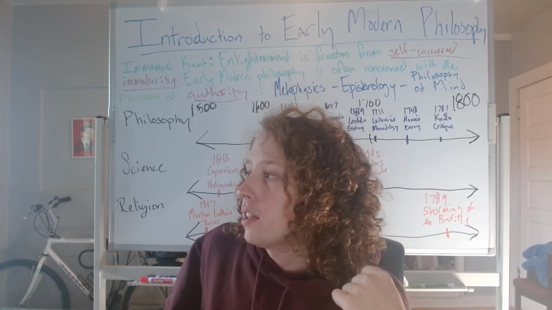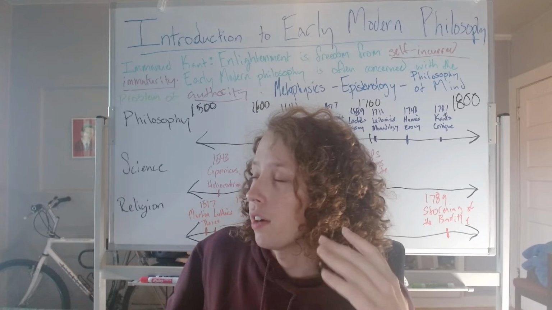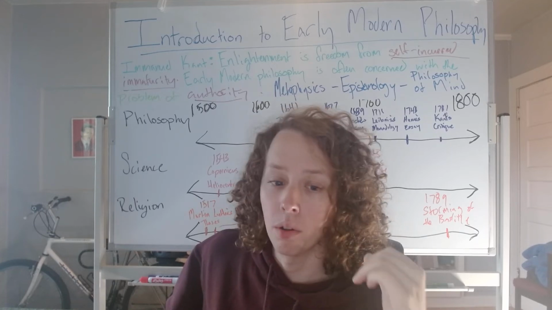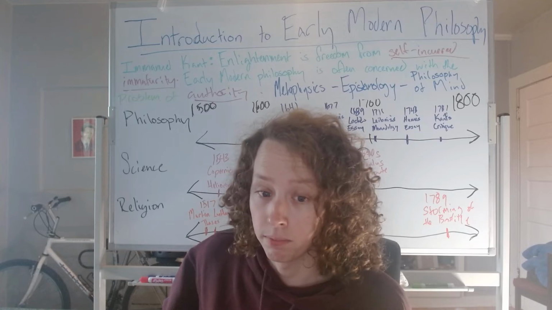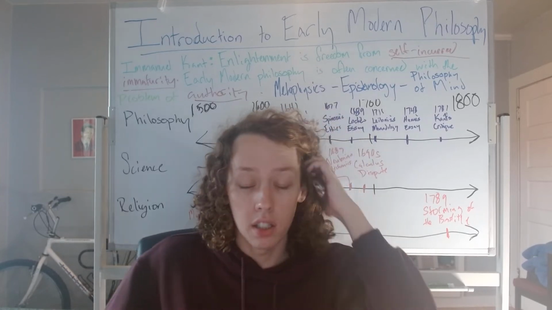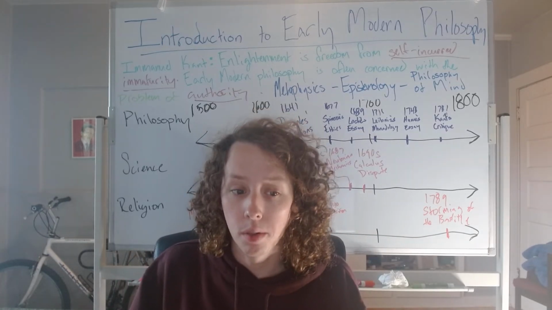So in many respects, what we're going to be seeing the early modern philosophical tradition really grappling with are problems about authority, problems about legitimacy. What does it mean to know, and who gets to decide on the nature of ultimate reality?